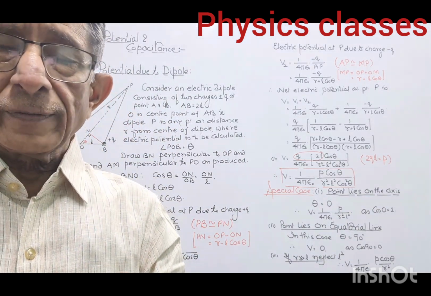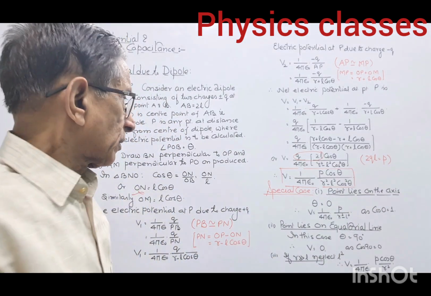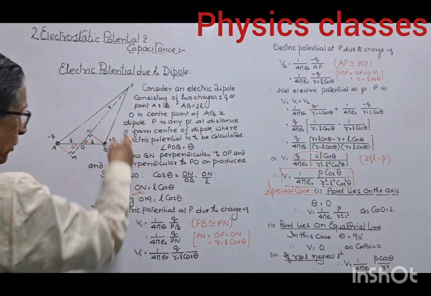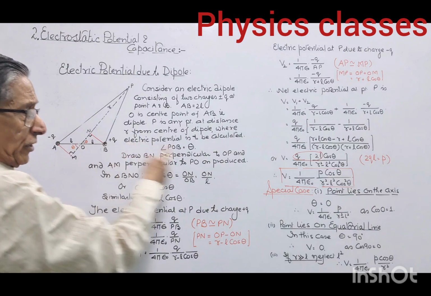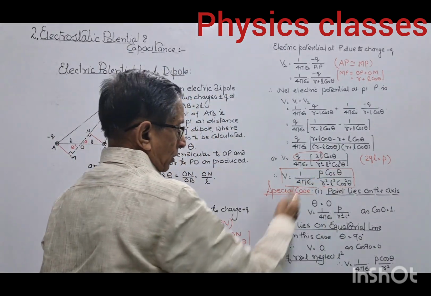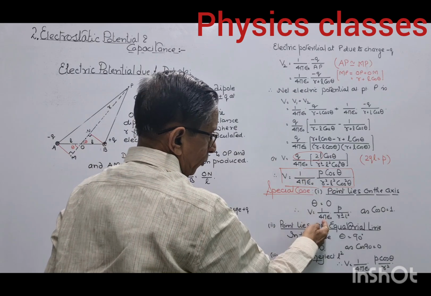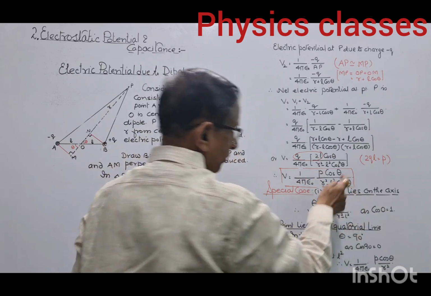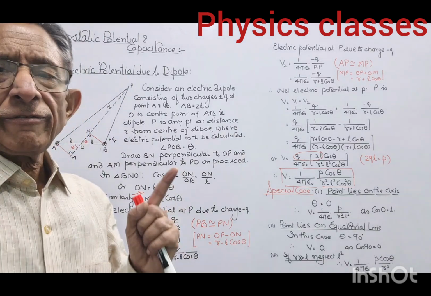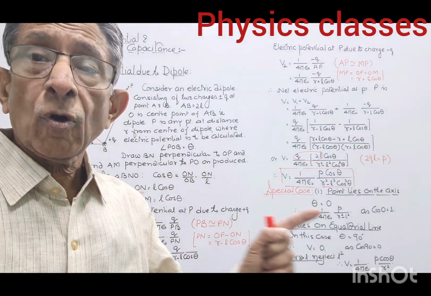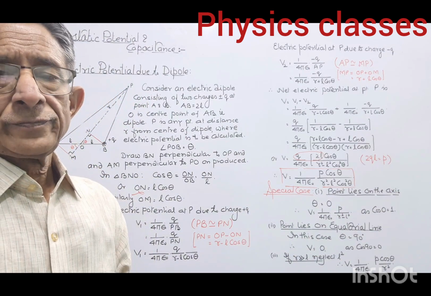Students, suppose now the point is on the axis. When the point is on the axis, the value of theta will be 0. Put theta equal to 0. It will come out 1 upon 4 pi epsilon naught p upon r square minus l square. This is the expression for electric potential at a point on the axis.